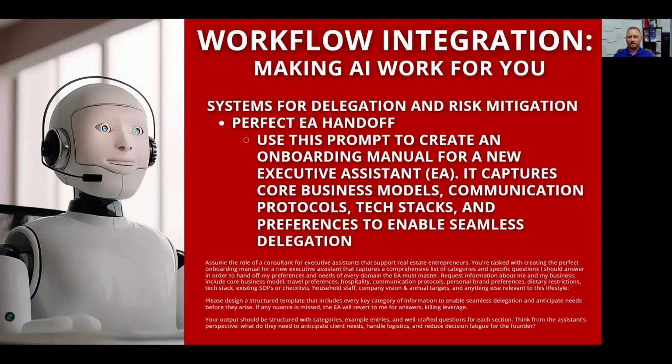If you use the perfect EA handoff, you're going to use this prompt to create an onboarding manual for a new executive assistant. It captures the core business models, communication protocols, tech stacks, and preferences to enable seamless delegation. This comes directly from the AI Playbook. If you've gotten the AI Playbook, then you can copy it from there if you want. Also, I'm going to put it into the chat so you can copy it there. I have a backup option as well because I did it for you.